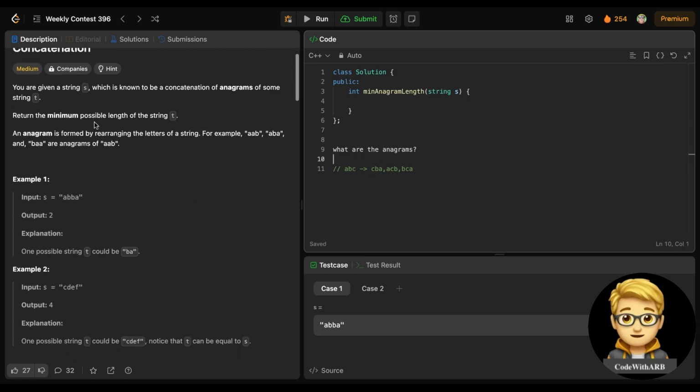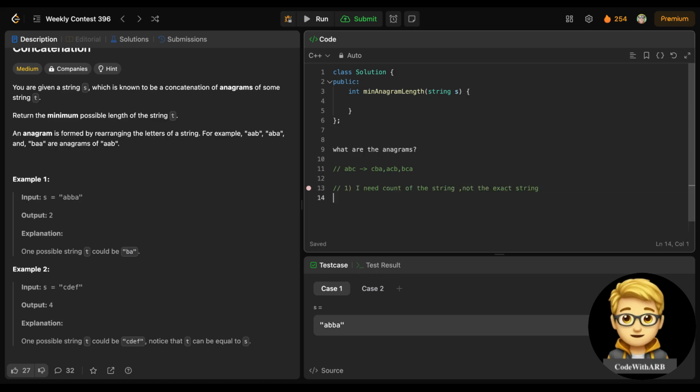So what we need to do is find the minimum possible length of any string T which, if we combine all its anagrams, makes this string as a whole. So what should be the first thing that comes to my mind after reading this? That I need the count of the characters of the string, not the exact string. That's the first thing we need to observe.